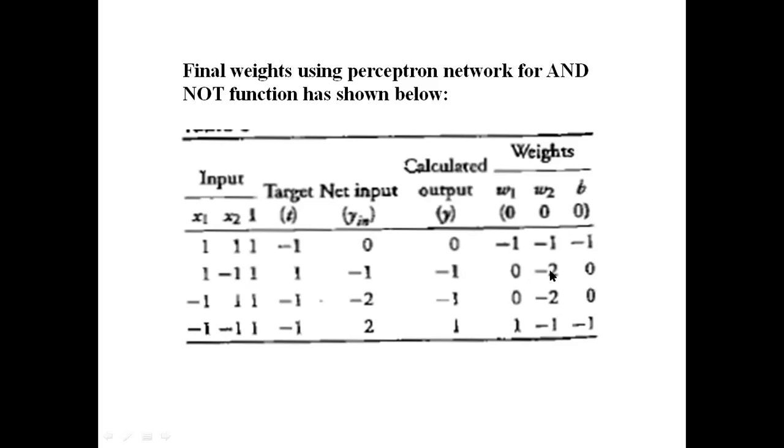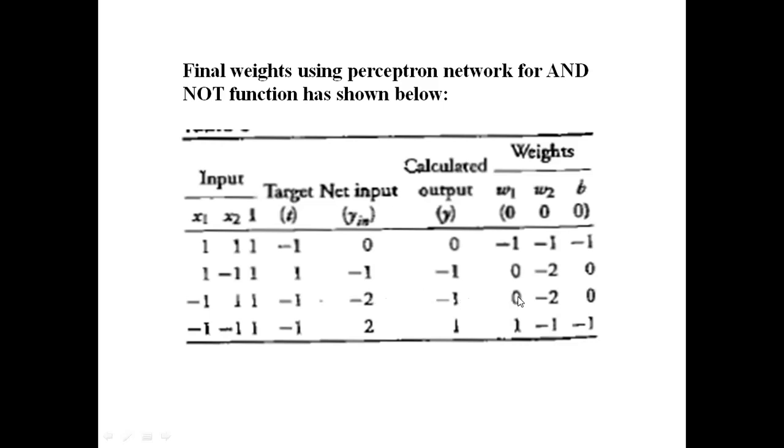Again 0, -2, 0, and the inputs are -1, 1 and 1. So we multiply 0 with -1, that is 0. We multiply -2 with 1, that is -2, and this is 0. So the net input will be -2, which is again less than 0. So the output will be -1.